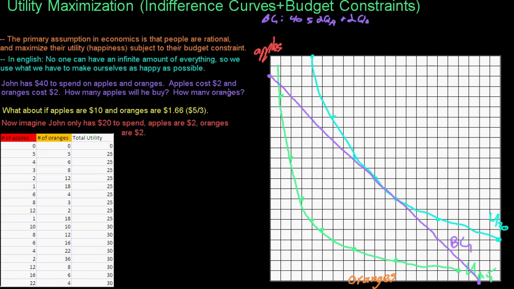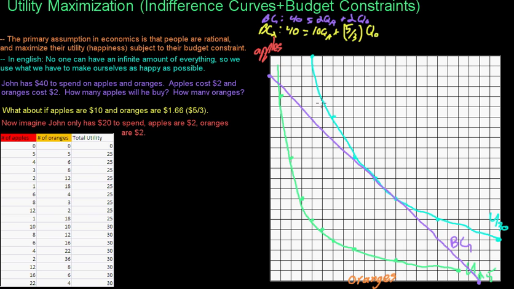Now we're going to draw in 2 other budget constraints before we get talking about the graph. What about if apples are $10 and oranges are $1.66, or 5/3 of a dollar? Well, if apples are $10, I'll write this out up here first. Budget constraint 2 is that $40 is equal to 10 times the quantity of apples plus 5/3 times the quantity of oranges.